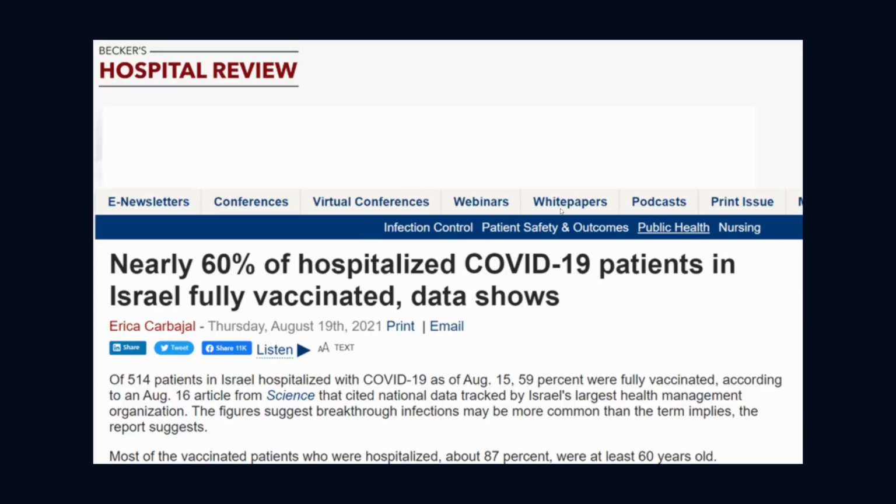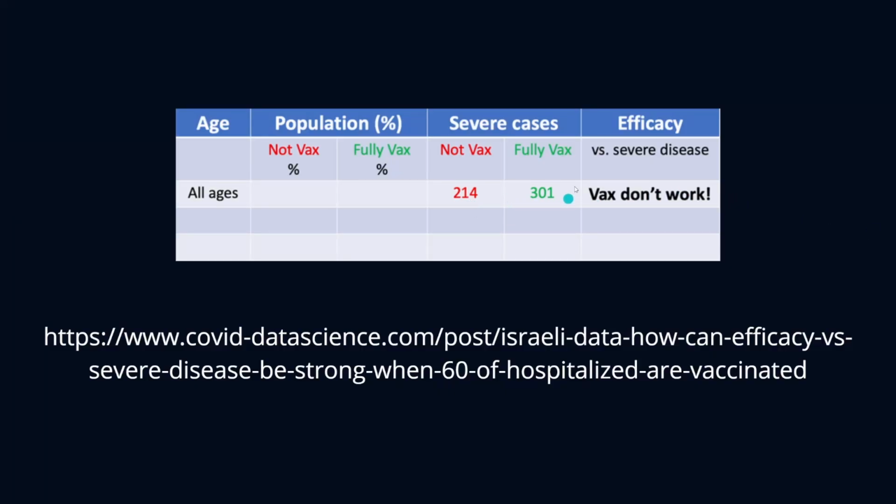As an example of this, I want to use a headline from August 2021. That headline was, "Nearly 60% of hospitalized COVID-19 patients in Israel fully vaccinated, data shows." Now, Israel had been ahead of many other countries in vaccinations. And this was derived from an Israeli government data dashboard, and it was used to push the false argument that the vaccines weren't protecting people from hospitalization. And it seemed plausible at first. Just look at this table that summarizes the argument.